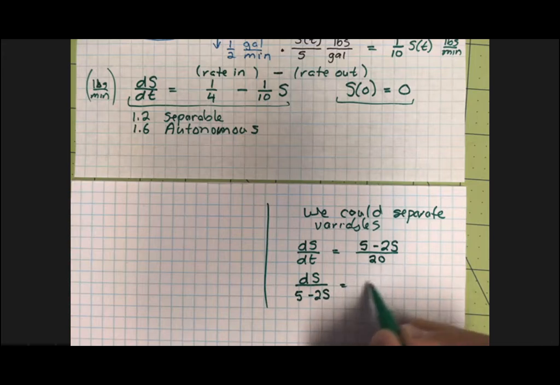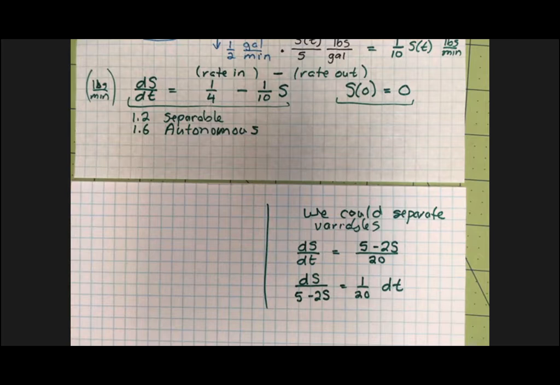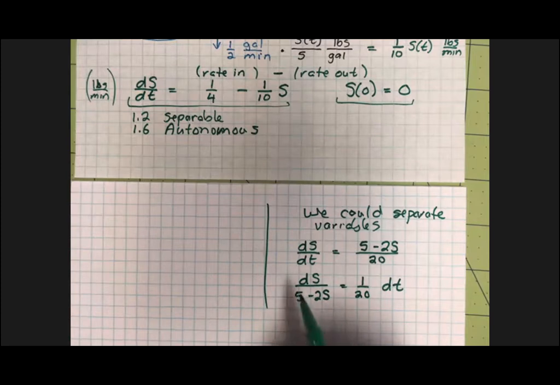And 1 over 20 is dt times dt. The reason I'm not going to do it this way is because I want to show you a very funny shortcut. But you know what I would do next right here? I would integrate both sides.